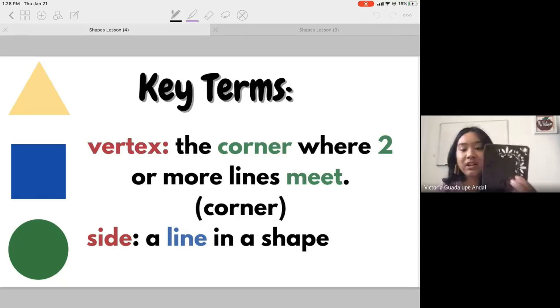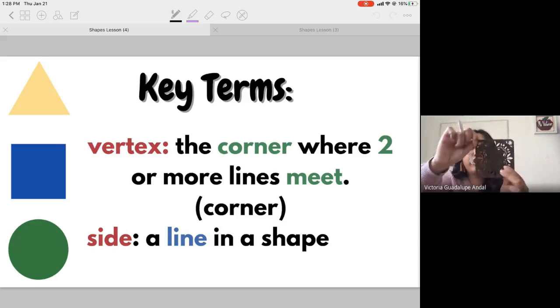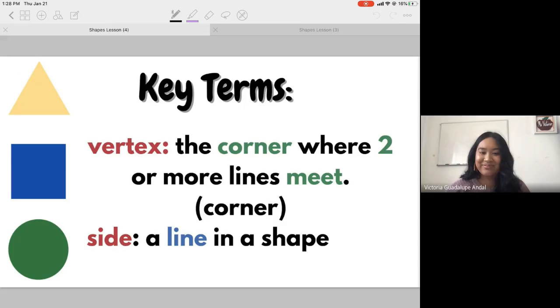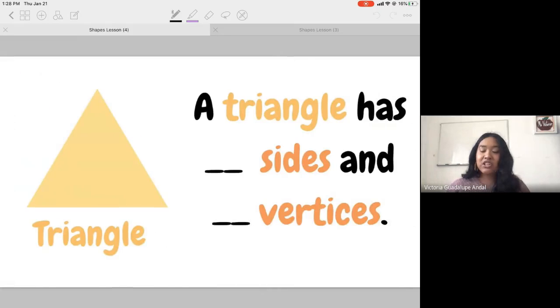So if we look at our square, we can see that we have 1, 2, 3, 4 sides. And if we look at these two lines, we can see they meet at this corner, which would be our vertex. So we have 1, 2, 3, 4 vertices, meaning that there is more than one vertex in our shape. Okay? So we're going to look at our triangle.